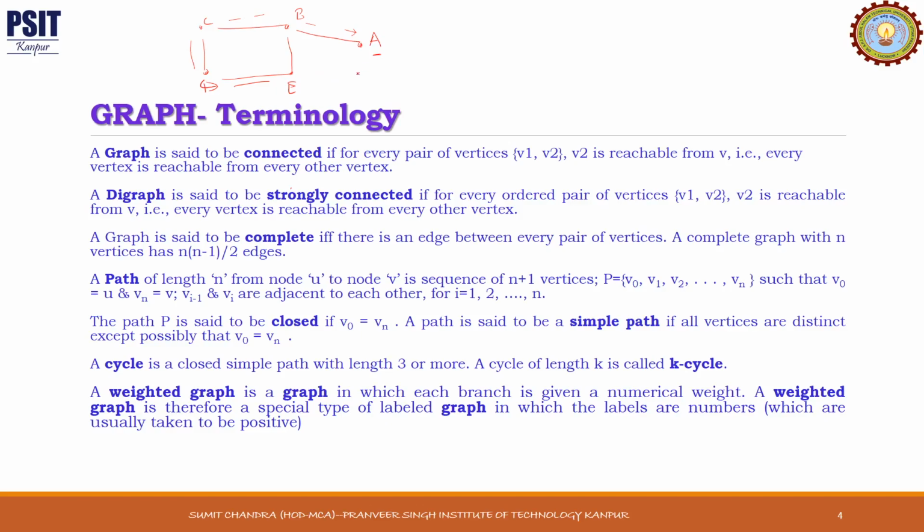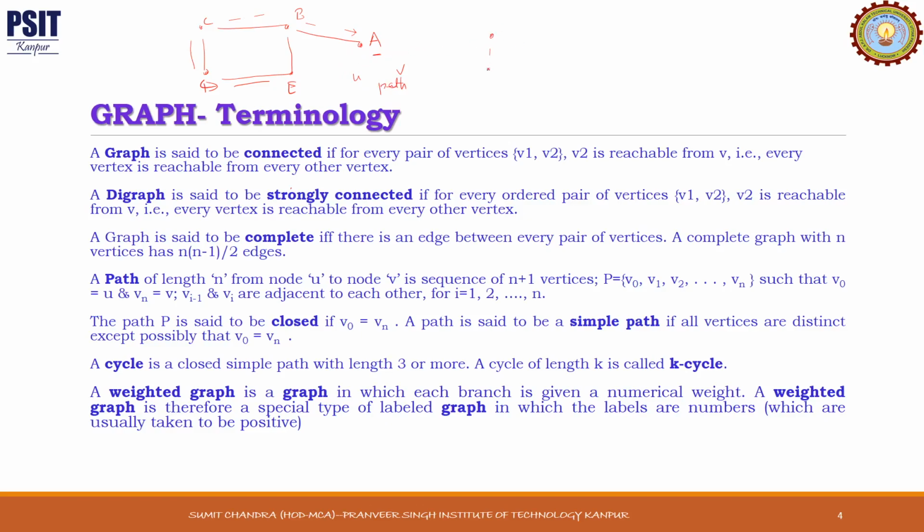Okay. And reachability does not necessarily mean that only one edge is between two vertices. We can have more than one edge. So when we use more than one edge to reach from vertex U to vertex V, it is basically called a path. So we say that if there is a path between every pair of vertices, then the graph is connected.